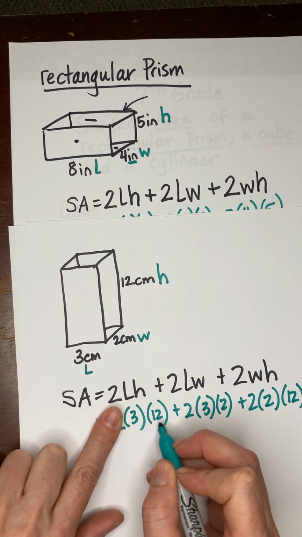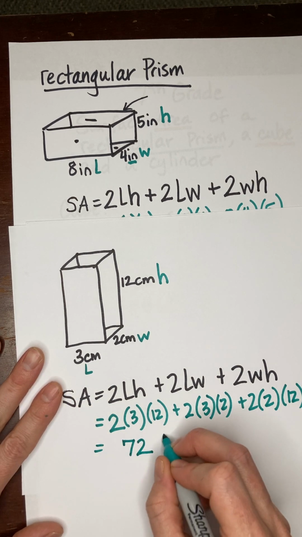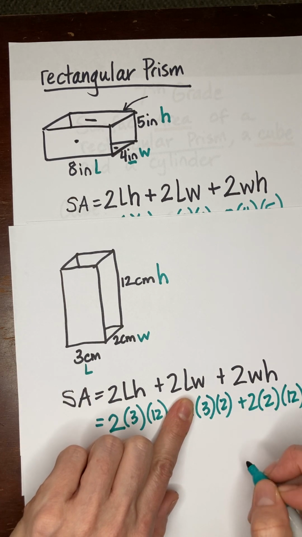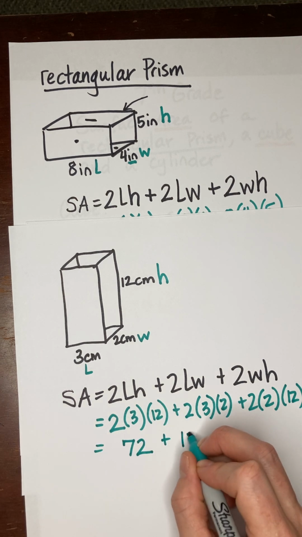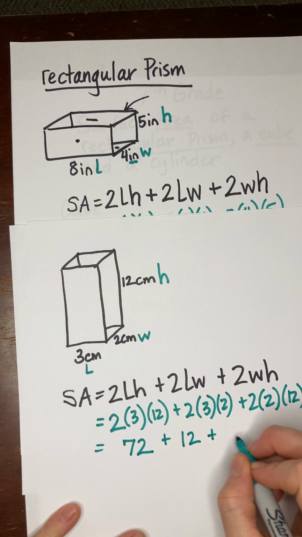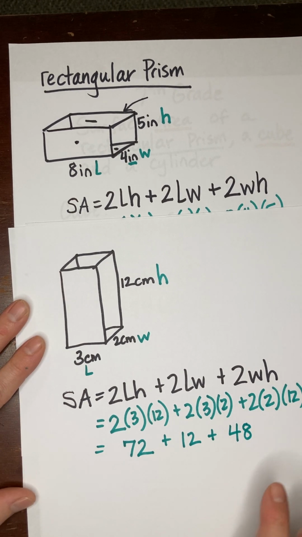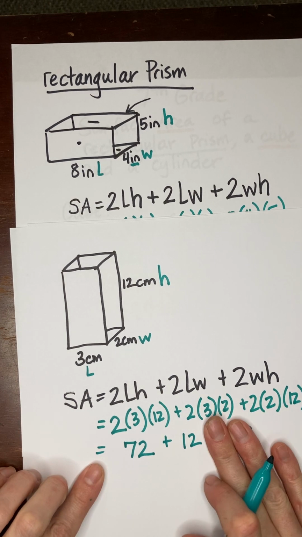3 times 12 is 36. 36 times 2 is 72. 3 times 2 is 6. 6 times 2 is 12. 2 times 12 is 24. 24 times 2 is 48. All right, and now I'm going to add these three together.